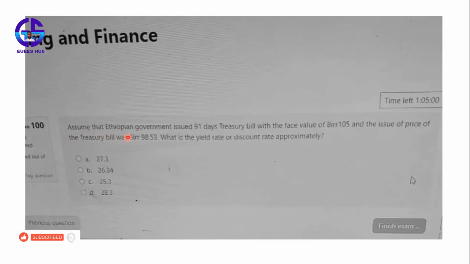Assume that Ethiopian government issued 91 days treasury bill with the face value of birr 105 and the issue price of the treasury bill was birr 98.53. What is the yield rate or discount rate approximately? A 27.3, B 26.34, C 25.3, D 28.3.